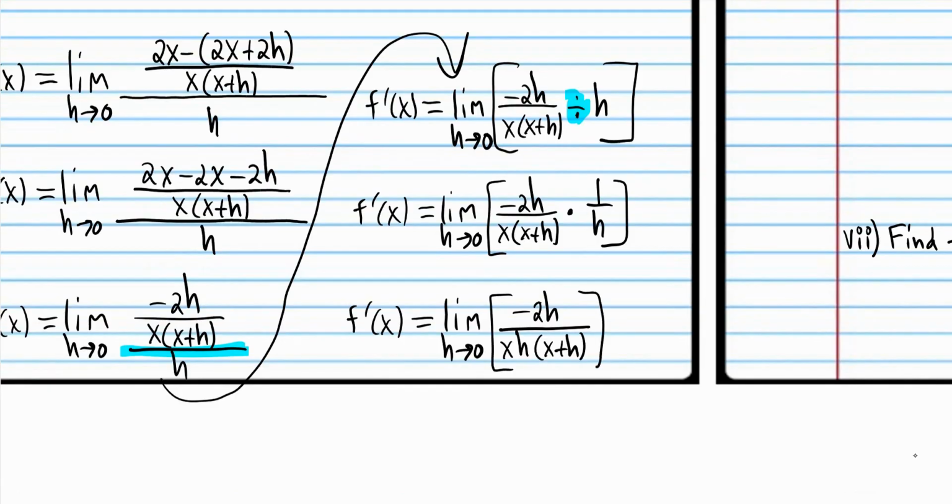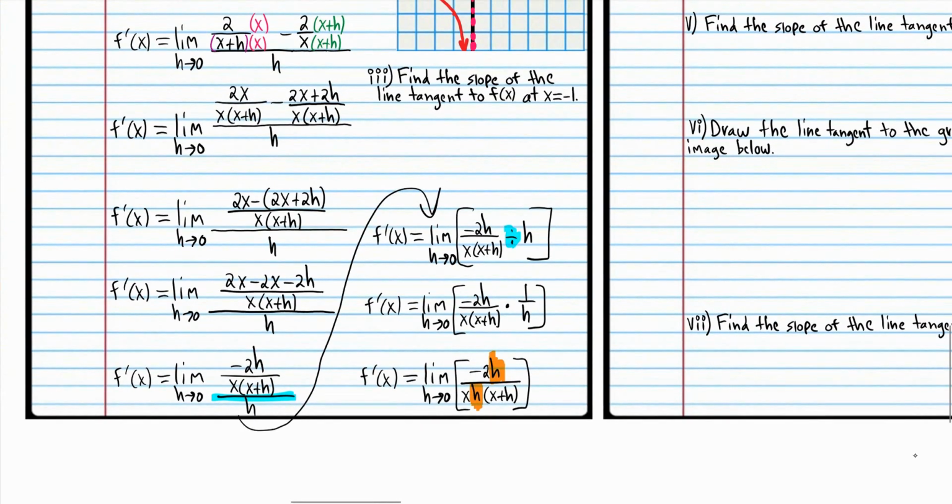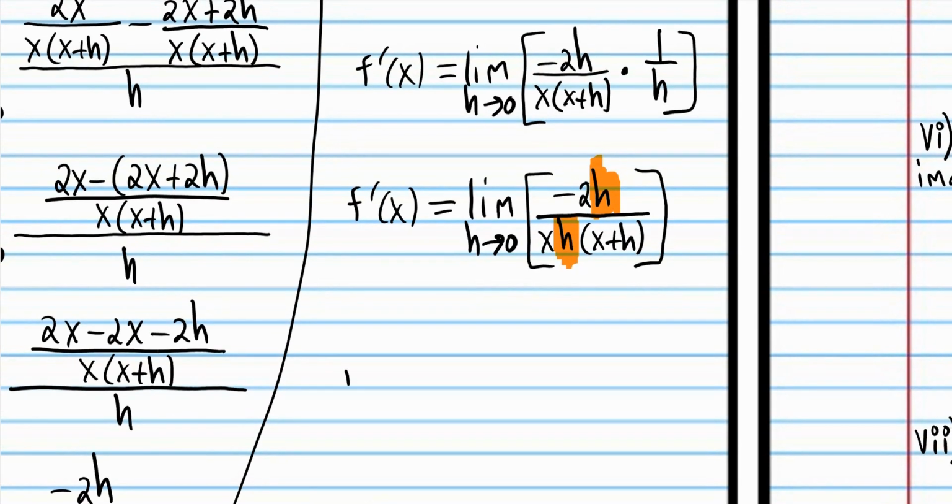Alright, so now you can see what's going to happen. The h's are factors of the numerator and the denominator, so they're just going to cancel out. And let me find some more room. Okay, so the h's cancel out. And we get negative 2 over x times x plus h.